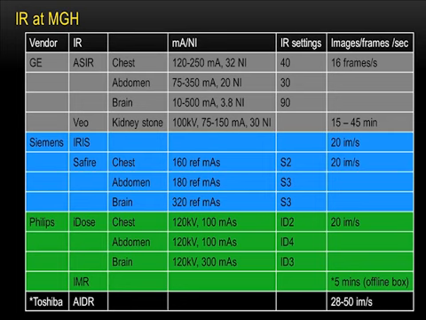And the brain, we're a little bit more aggressive. We're using ASiR 90 with these dose levels. And it's pretty much instantaneous. The images come right away as you hit the ASiR recon.